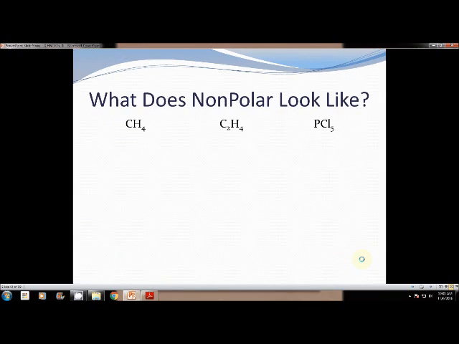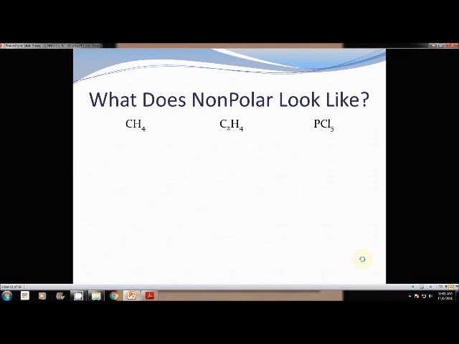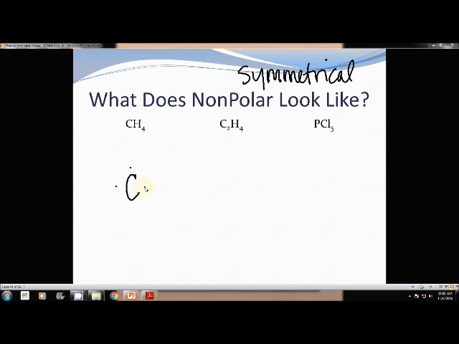So what does nonpolar look like? It's very symmetrical. So if you need to write a little note to yourself that it's symmetrical, go for it. Okay? But I'll just draw so you can see. So we have CH4. Carbon is going to be our central atom. Carbon has 4 dots. We need to connect 4 hydrogens to it, and each hydrogen has 1 dot. And there we go, we're done. The carbon has an octet completed.